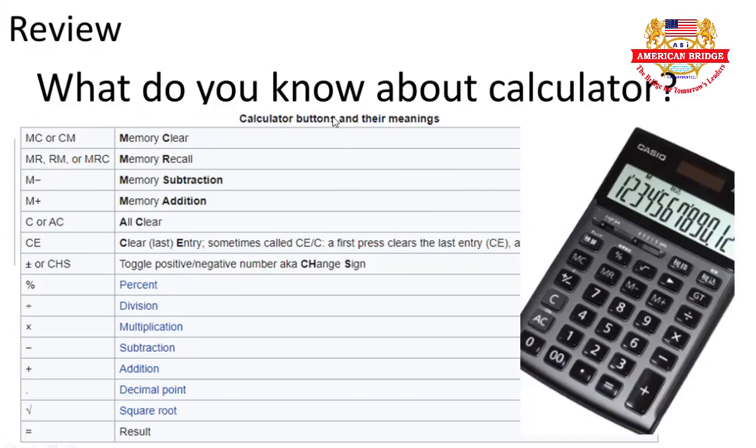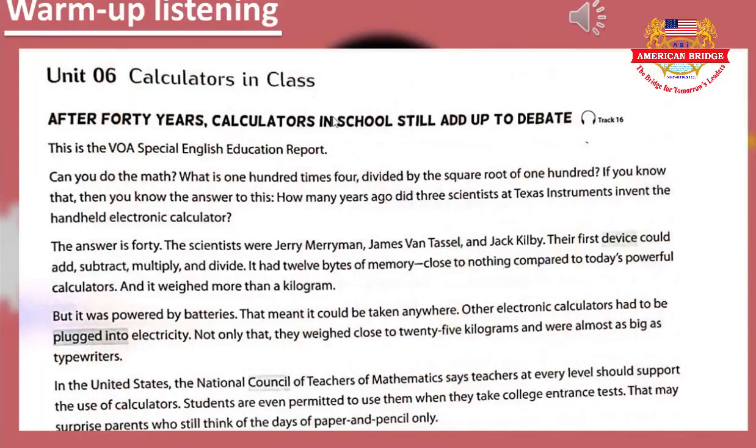Now teacher would like you to open your book on page 28 for the warm-up listening. Before starting your listening, teacher would like to explain some vocabulary in the text. You can see the word divided, as in divided by the square. Divide means separate, make it separately.